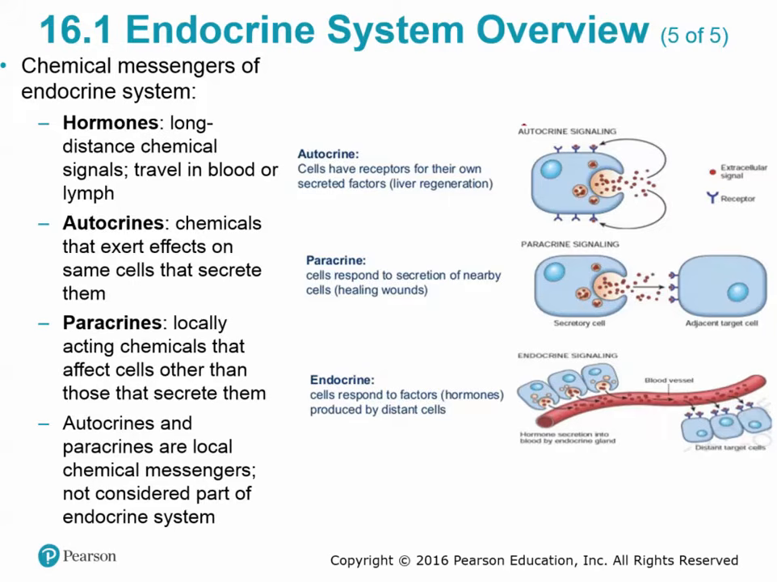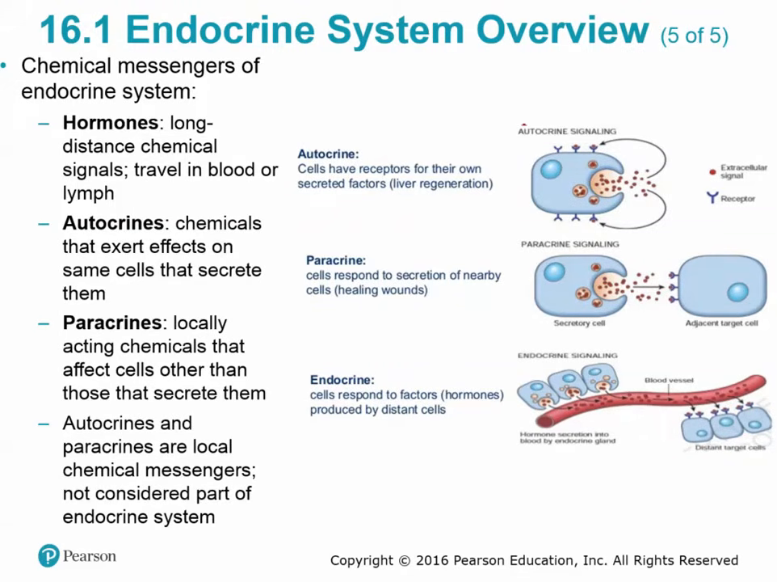Autocrines are chemicals that exert effects on the same cells that secrete them. Auto meaning self. So these are going to secrete substances that basically act on the cell itself. So we see we secrete our hormone or our secretion, and it just turns right back around and affects that same cell.